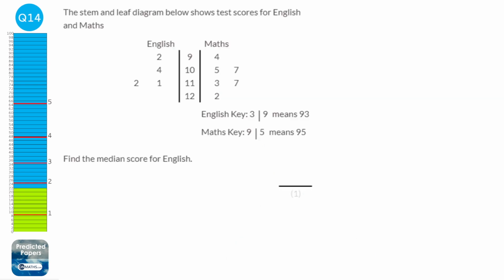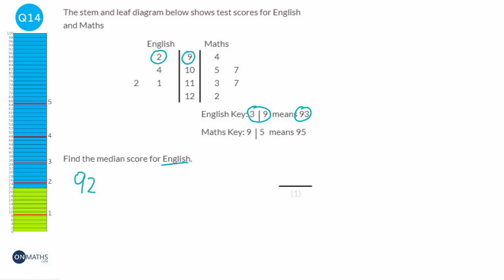So with a stem and leaf diagram, the numbers in the middle often represent tens. They could be units. So we look at the key first of all, and we see that 3 line 9 means 93. So the numbers in the middle are going to represent 10. So this is a 90. Now we're looking for English, so this will be 92.